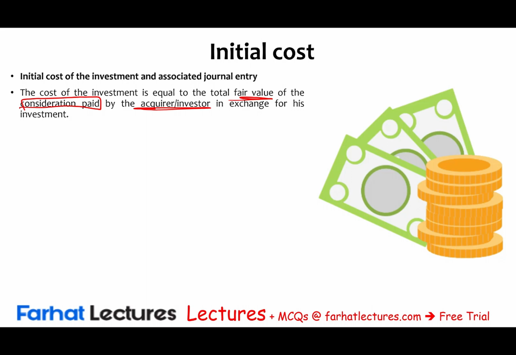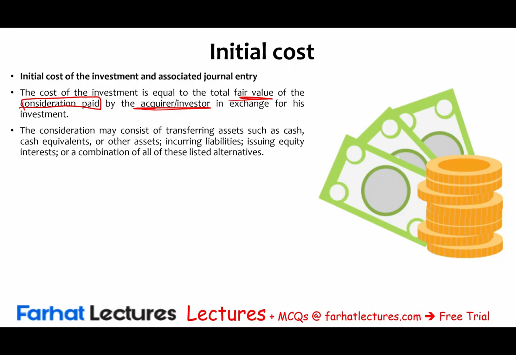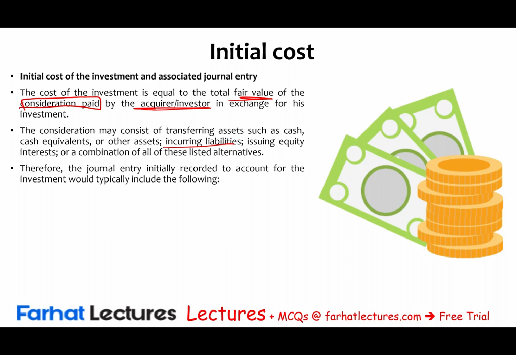A case in point is Microsoft and LinkedIn. When Microsoft purchased LinkedIn, they gave LinkedIn shareholders stocks of Microsoft. They didn't give them cash. They said, okay, rather than having LinkedIn stocks, give us your stocks and we'll give you Microsoft stocks. So that could happen. Sometimes you could assume the liabilities. They have liabilities, you have to assume the liabilities. Or there could be a combination of all these issues.